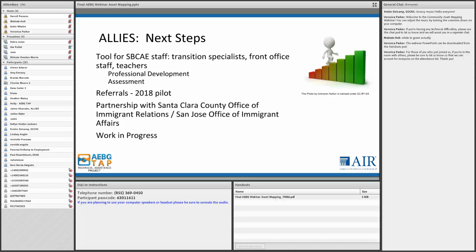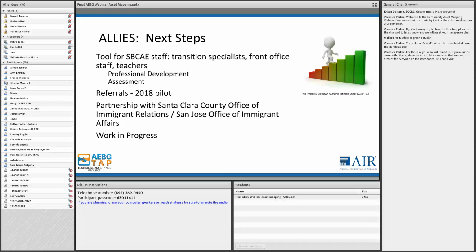Our asset map will be shared with the Santa Clara County Office of Immigrant Relations and the San Jose Office of Immigrant Affairs because when you're doing an asset map of immigrant integration service providers in your region, it's not just an internal document that can be used by a consortium, by schools or colleges. It's something of interest to other organizations in the community. And these public offices of immigrant relations and immigrant affairs are key partners in our work. They help maintain and build the asset map and connect us with new partners.